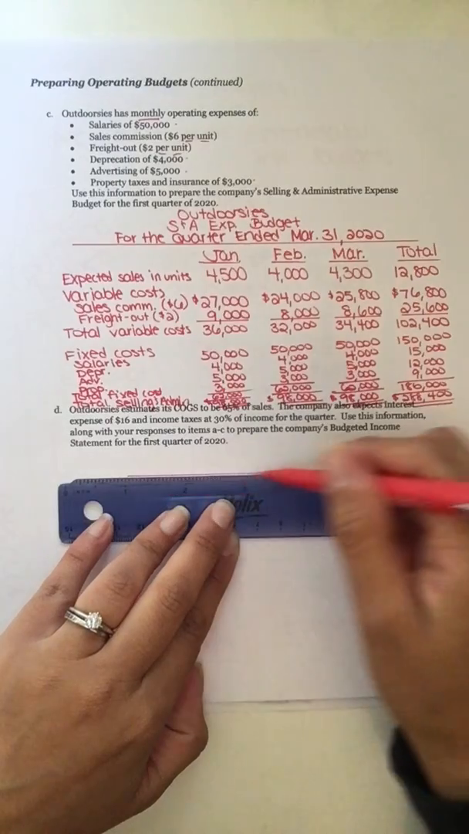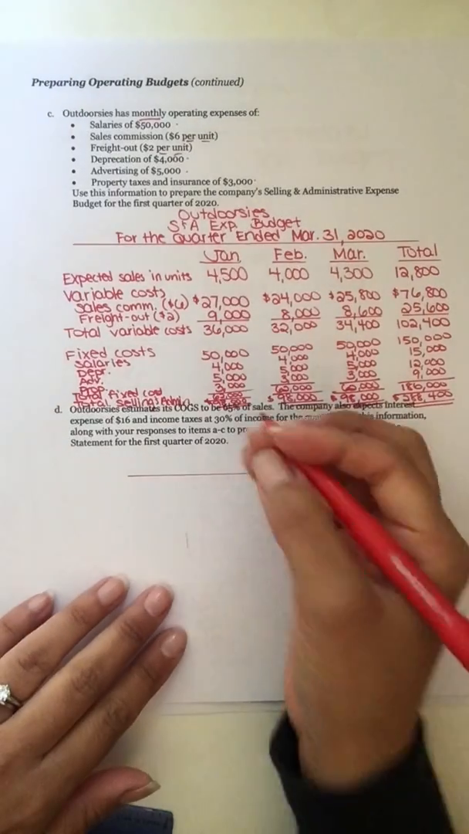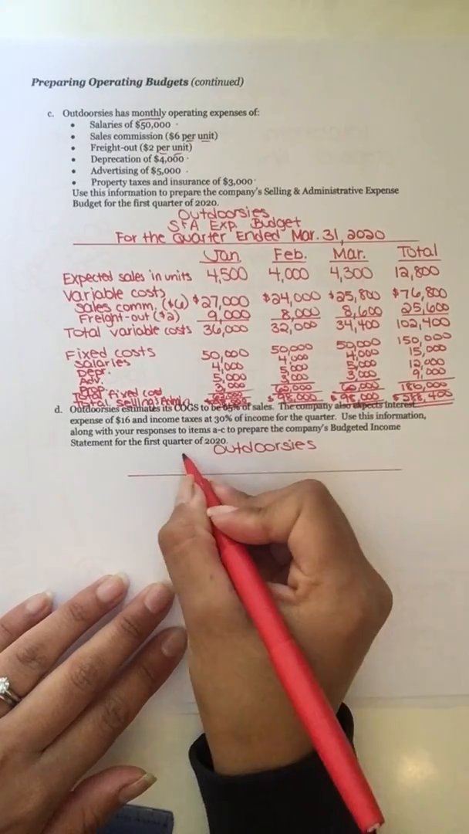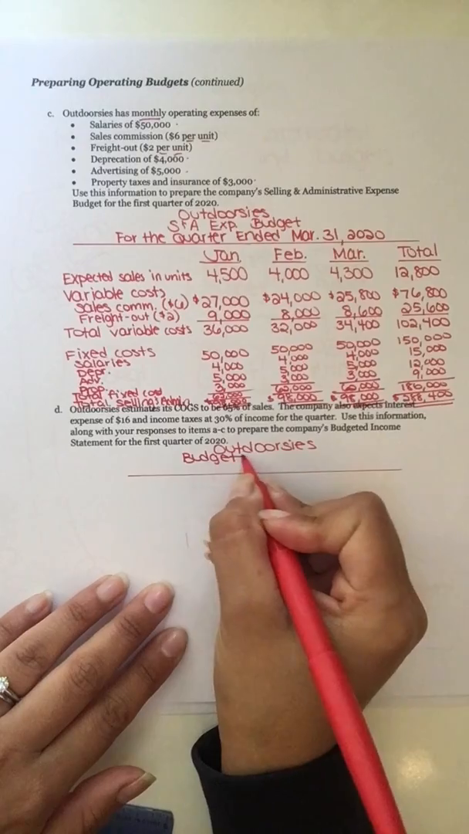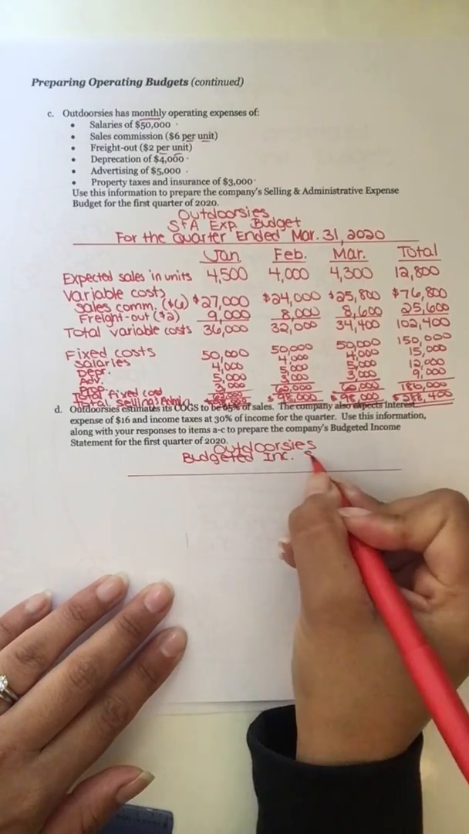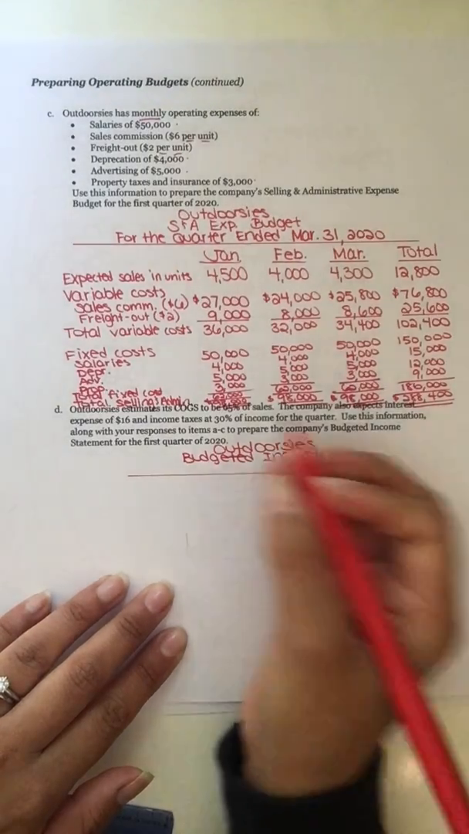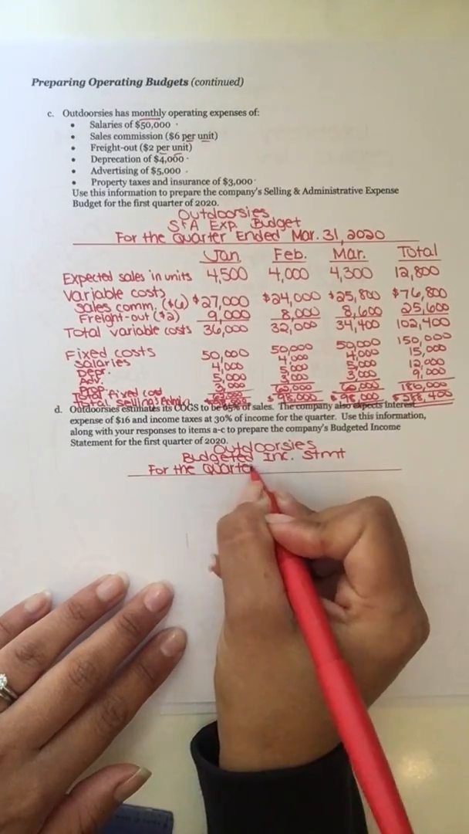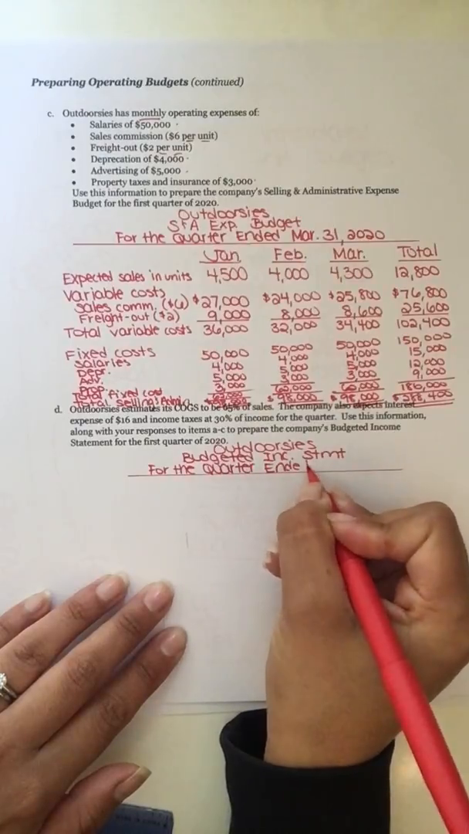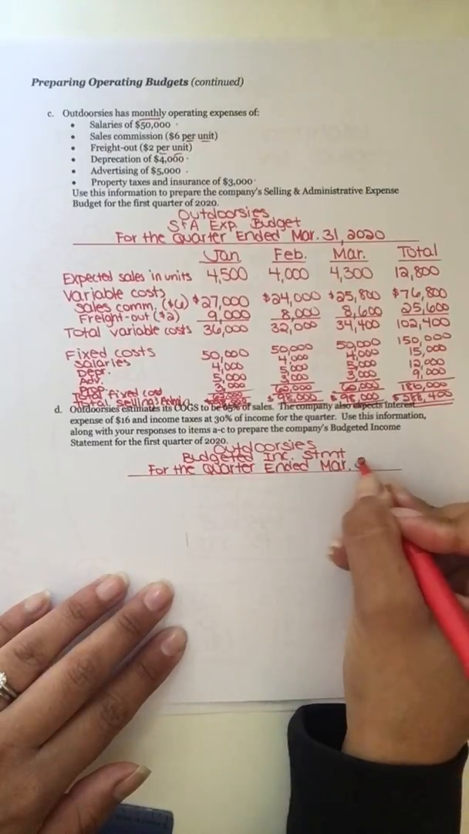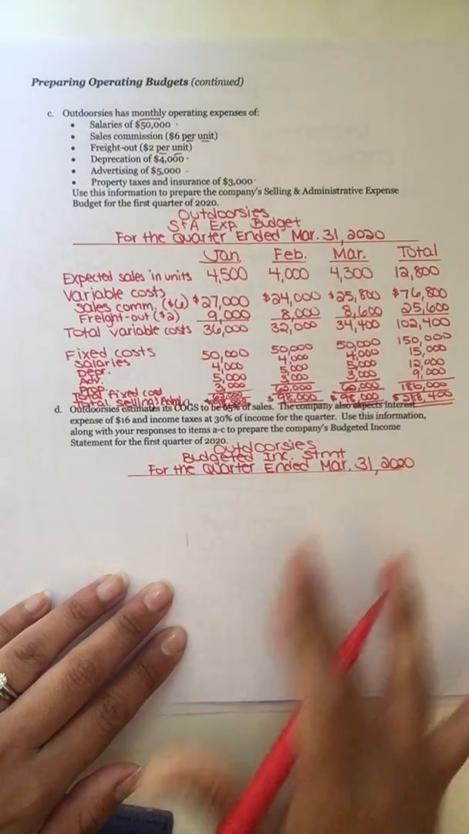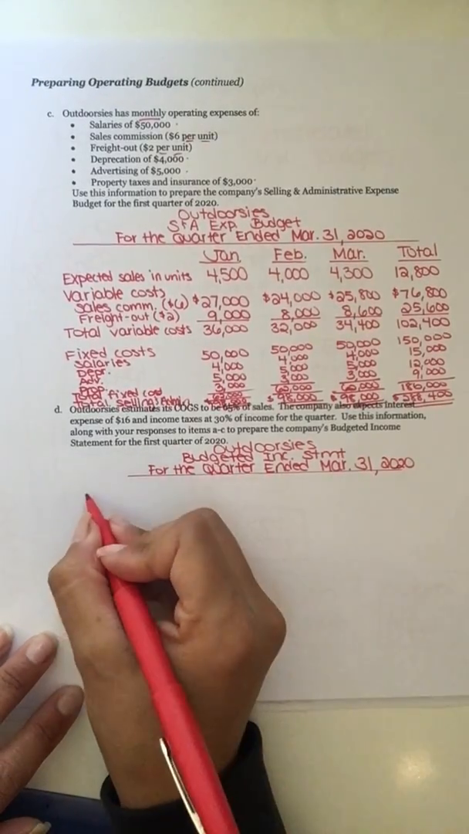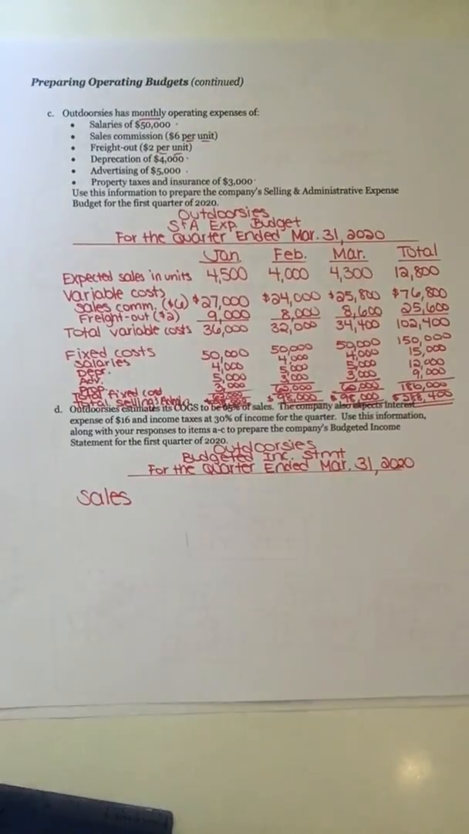Alrighty, so let's do our 3-line header because we must. We must. Outdoorsies budgeted income statement. And then again, it was for the quarter. For the quarter ended March 31st, 2020. We said we don't put our columns on here, we just show the total as of March 31st. We follow a traditional format, so sales comes first.